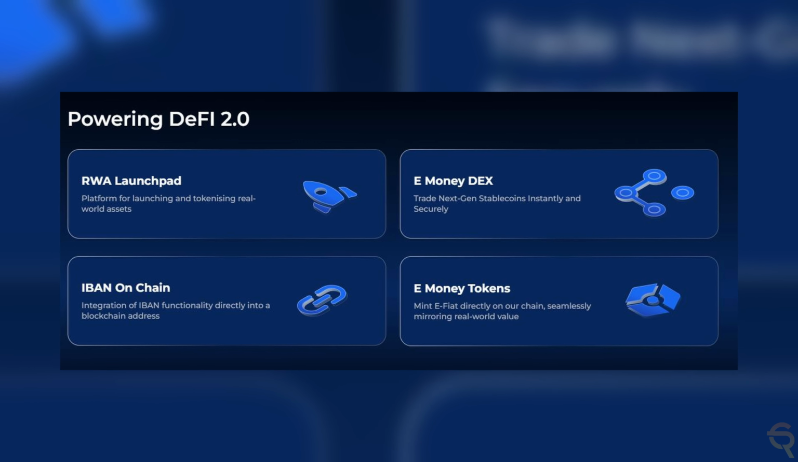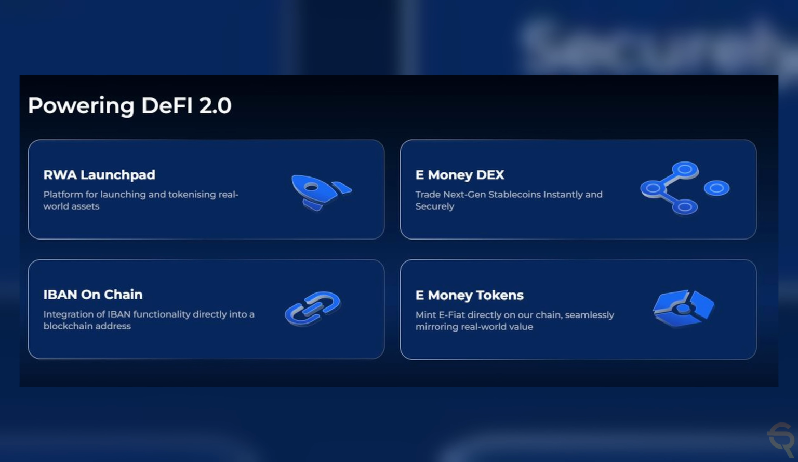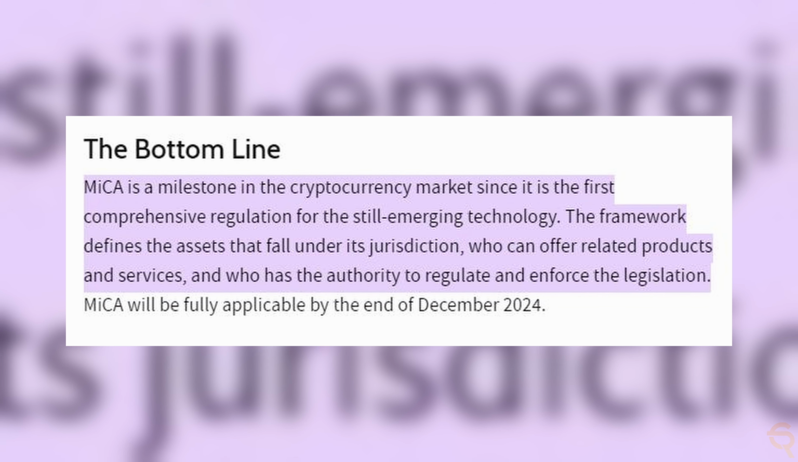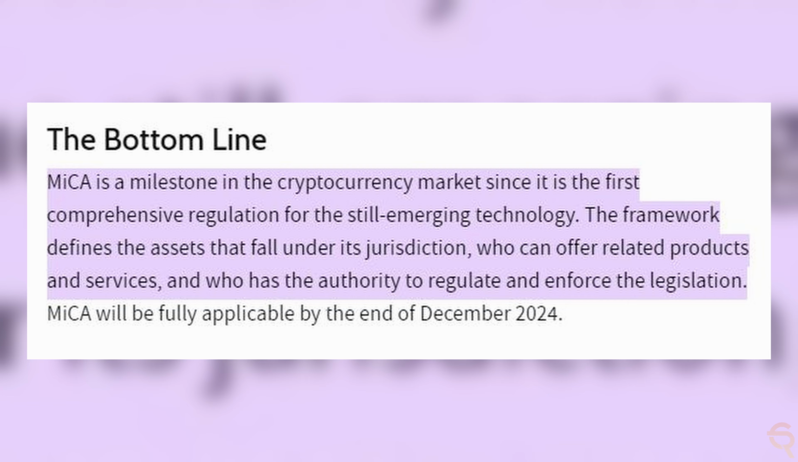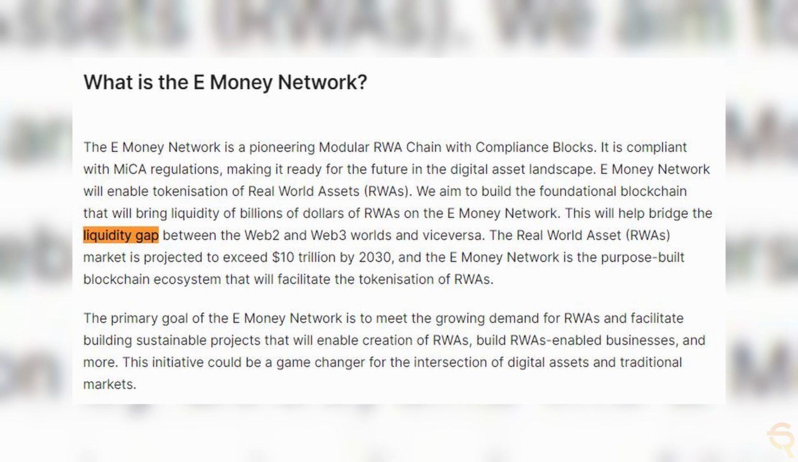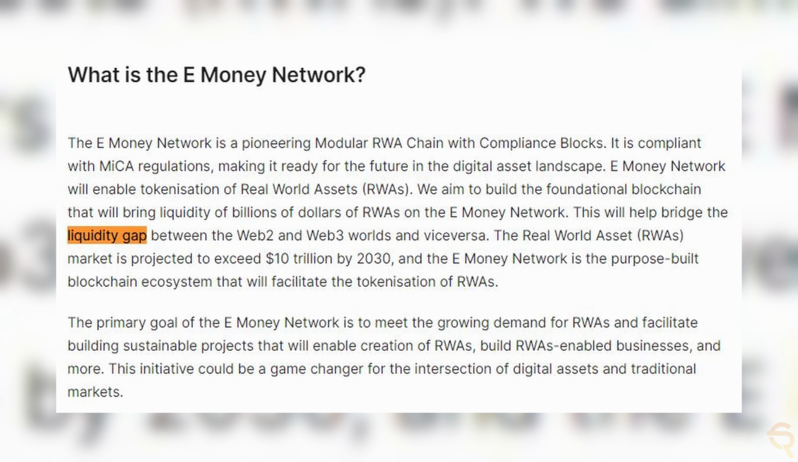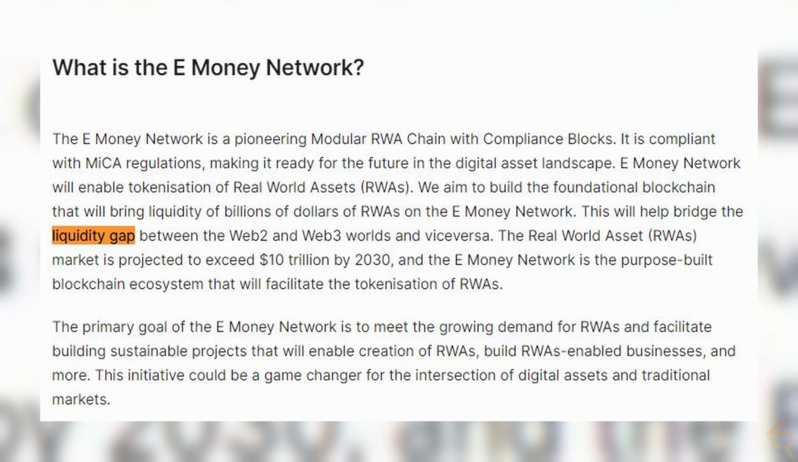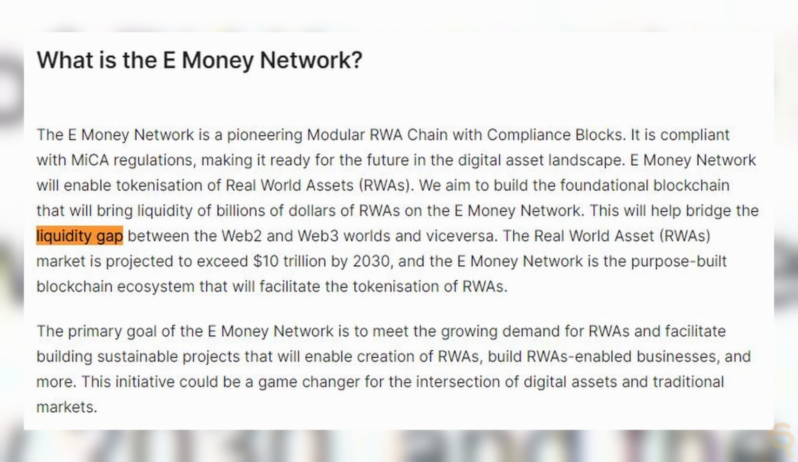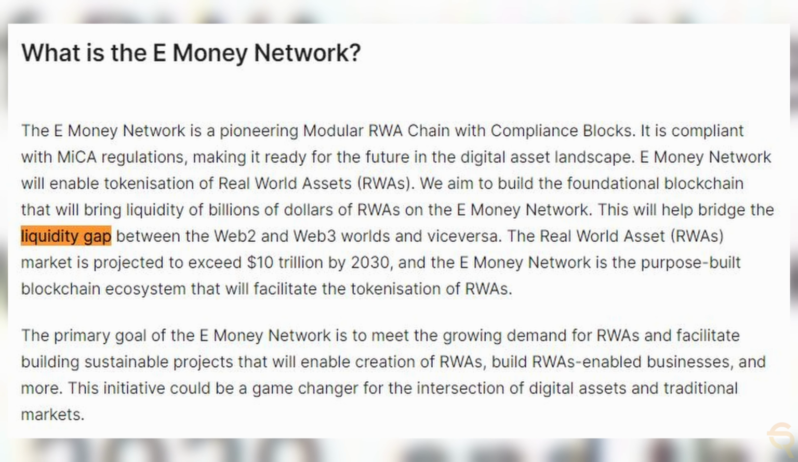So that brings us to here, the introduction and beginning of eMoney Network, a pioneering modular real-world asset chain with compliance blocks. It is compliant with MiCA regulations, making it ready for the future in the digital asset landscape. eMoney Network will enable tokenization of real-world assets, so RWAs, and by building the foundational blockchain, they want to help bridge the liquidity gap between the traditional Web 2.0 and the new Web 3.0 worlds, and vice versa.